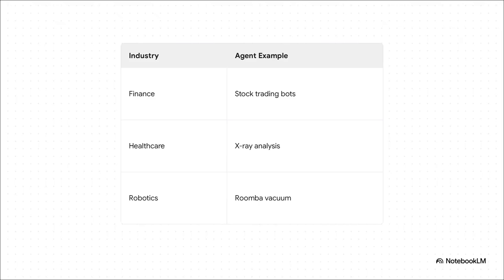In finance, you've got agents executing stock trades in fractions of a second. In healthcare, they're helping doctors analyze X-rays to spot diseases earlier. I mean, even in our own homes, they're vacuuming our floors. This isn't some far-off science fiction. This is our world, right now.